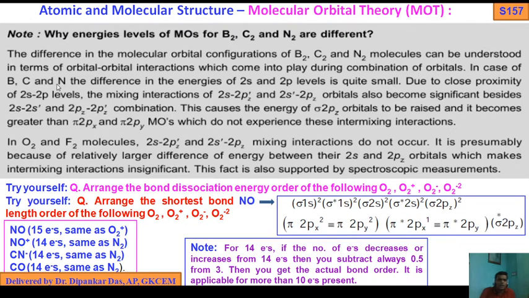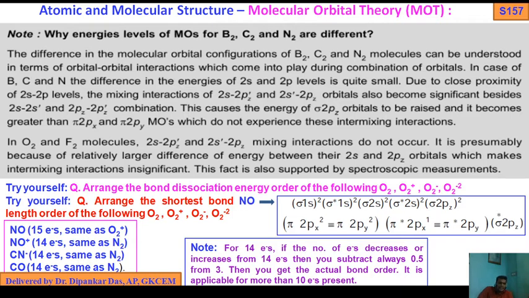In the case of boron, carbon, nitrogen, the difference in the energy of 2s and 2p levels is quite small. Due to the close proximity of the 2s and 2p levels, the mixing interactions of 2s 2pz, 2s 2pz prime and 2s prime 2pz orbitals also become significant, besides 2s prime and 2pz prime combinations. This causes the energy of the sigma 2pz orbital to be raised.